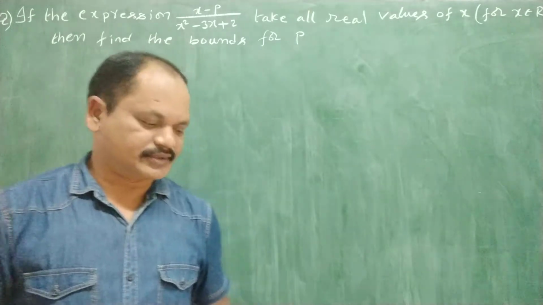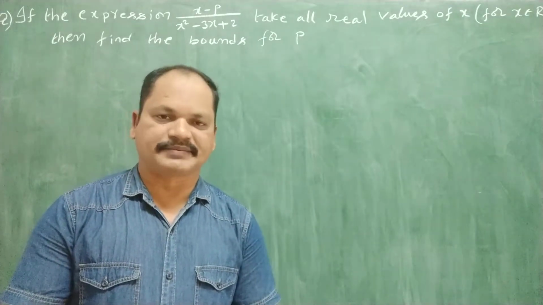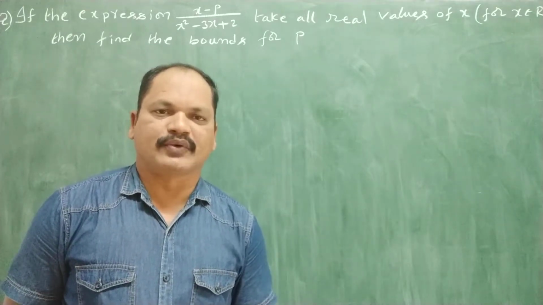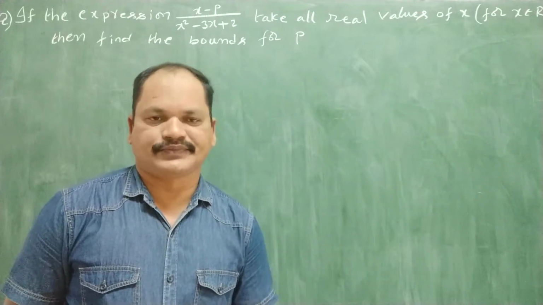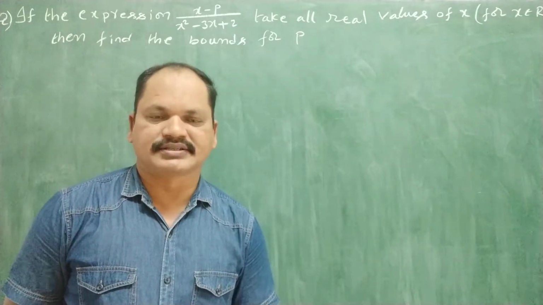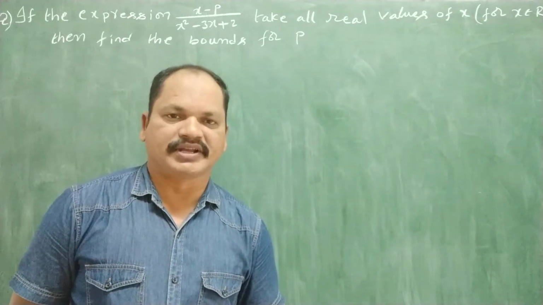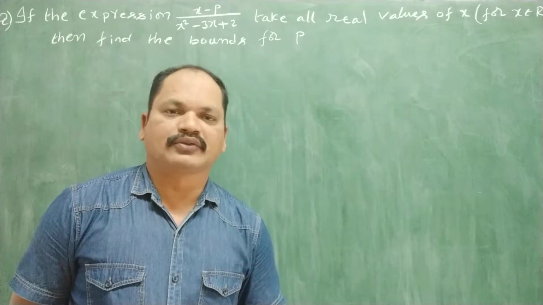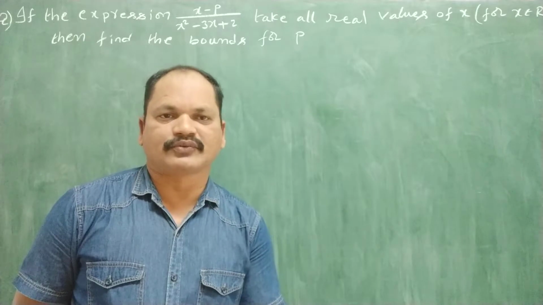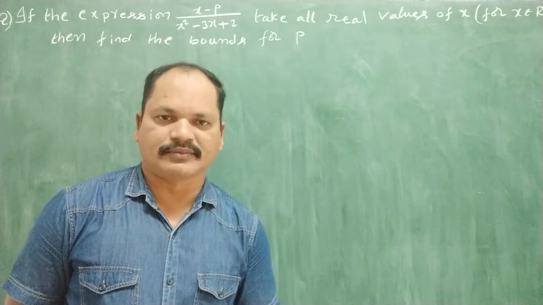Now this is the question construction. Actually this is from quadratic equations and quadratic expressions. So given the expression (x minus p) by (x square minus 3x plus 2), its domain is R, since it is defined on the real number set. Now we have to find the range of this expression, and within the range, find the limits of p. Okay, now we are going to the process.